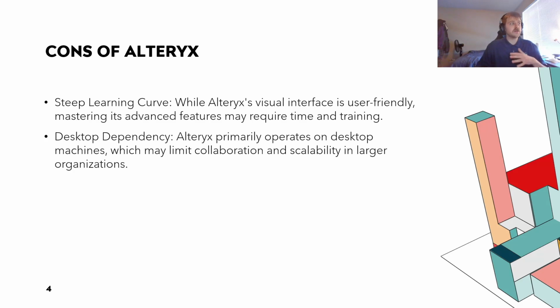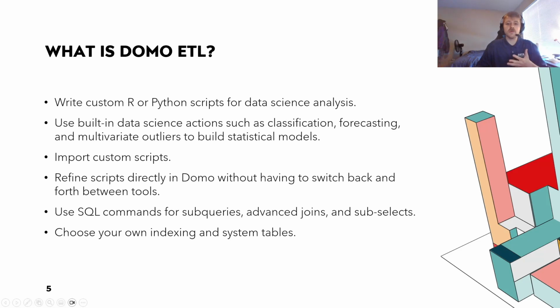Now, moving on to DOMO. What is DOMO ETL? DOMO ETL allows for users to write custom R or Python scripts for data science analysis. It allows them to use built-in data science actions such as classification, forecasting, and multivariate outliers to build statistical models. You can import custom scripts. You can also refine scripts directly in DOMO without having to switch back and forth between tools.